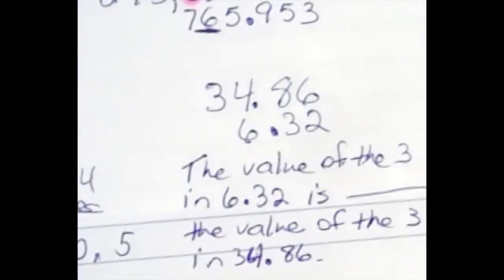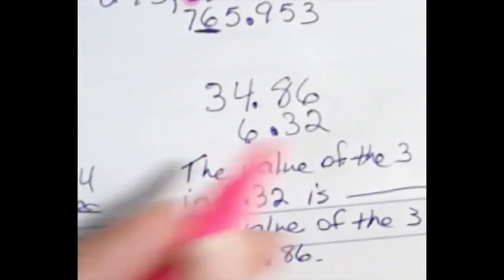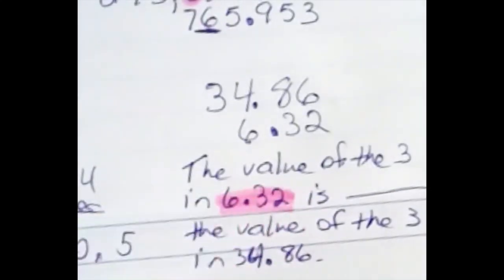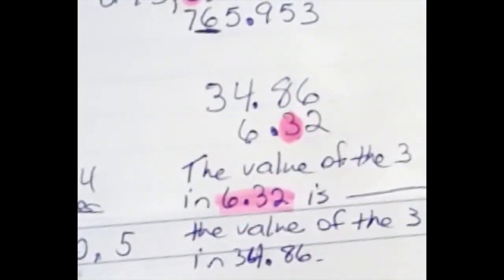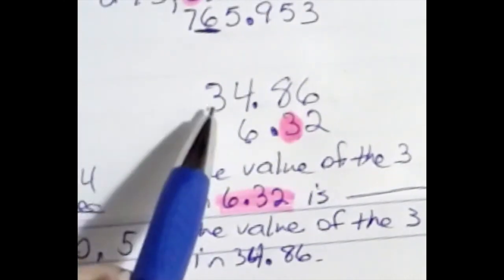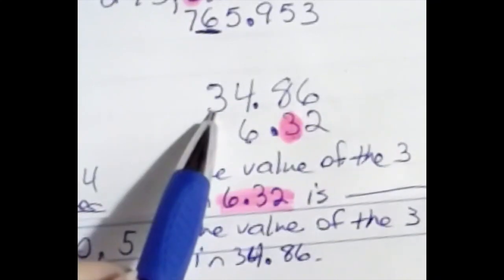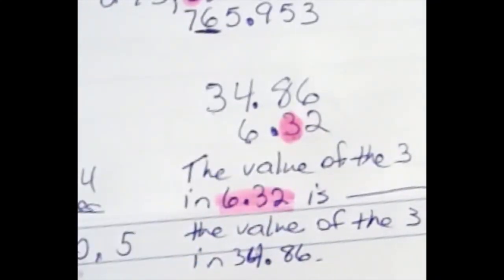So we look for what comes first in the problem. What comes first in the problem is the value of the 3 in 6 and 32/100ths, excuse me. So we're going to go to 6 and 32/100ths and we're going to highlight that value of that 3 that they're talking about. That is 3/10. The other 3 is in the tens column. Tenths compared to tens.